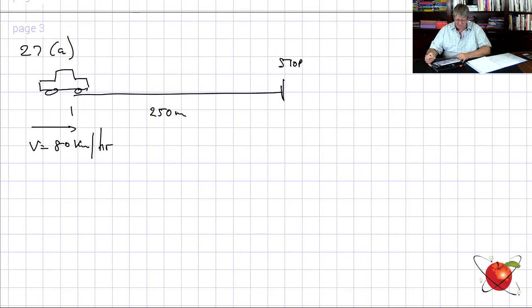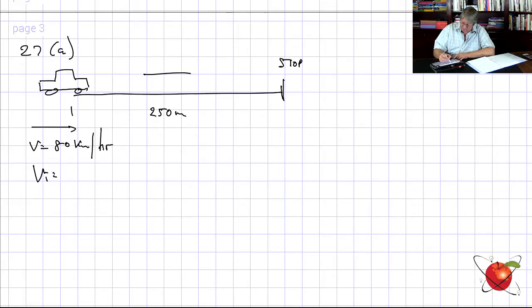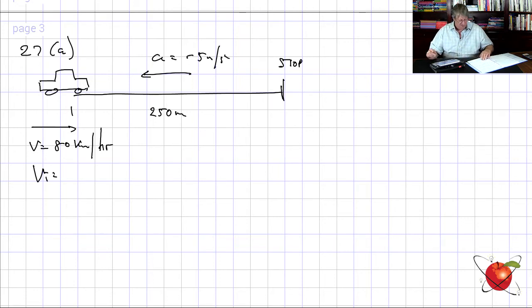Spot the mistake there. I've got to change that to meters per second. This is V initial, isn't it? The car is traveling at that towards a stop street. If it is 250 meters away, it can decelerate. So now they've also told me the acceleration is minus 5 meters per second squared.